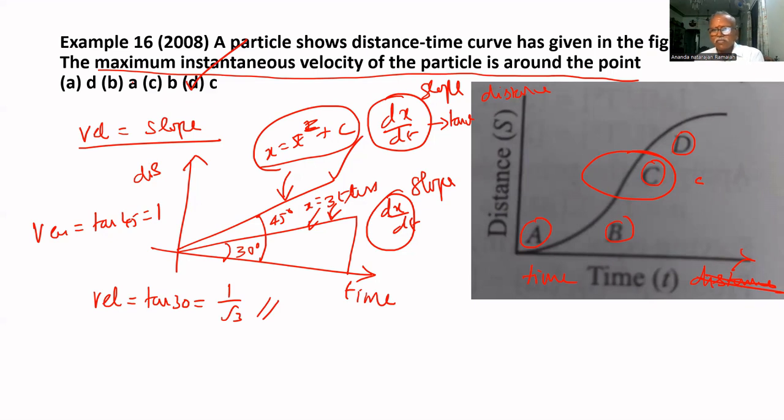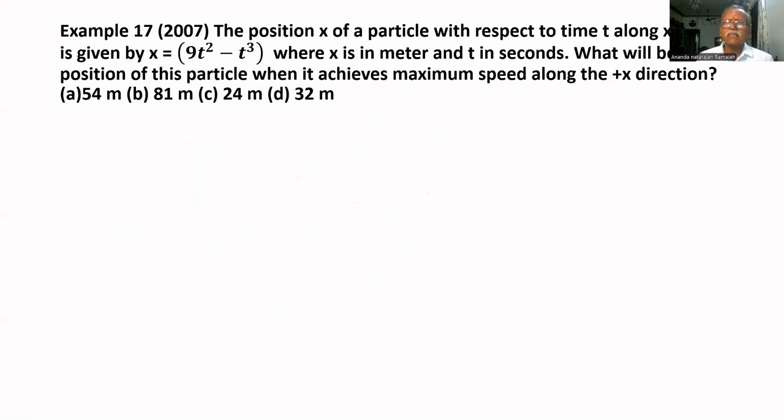The slope is maximum means velocity is maximum. The position x of a particle with respect to time t along the x-axis is given. You can ignore all these lines. X equal to 9t square minus t cube is given, where x is in meter and t in seconds. What will be the position of this particle when it achieves maximum speed?